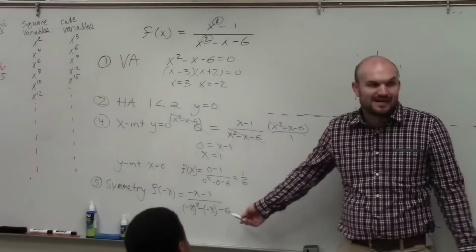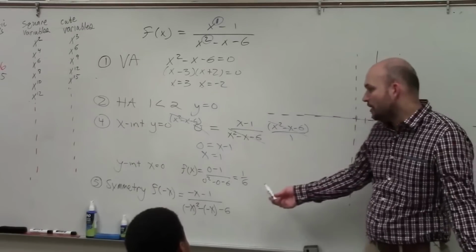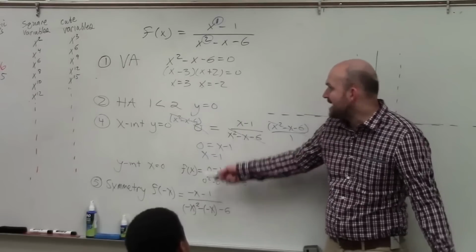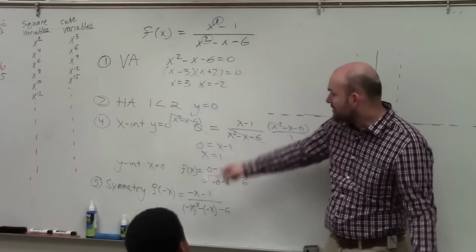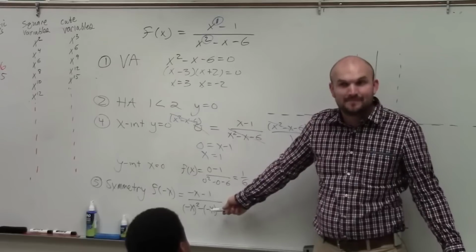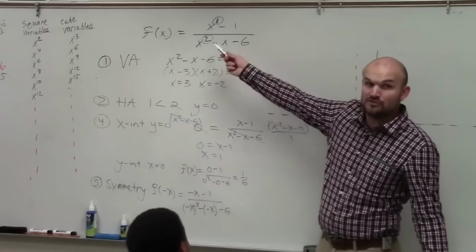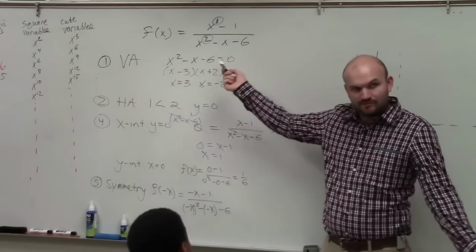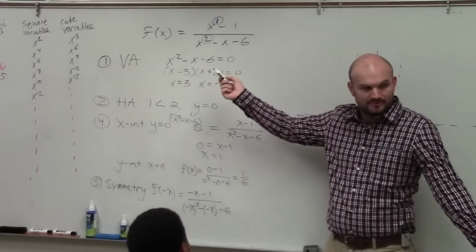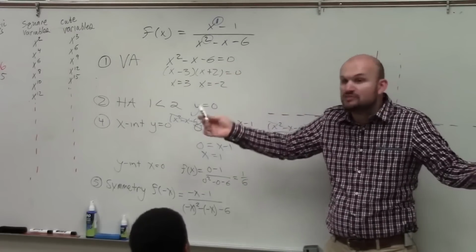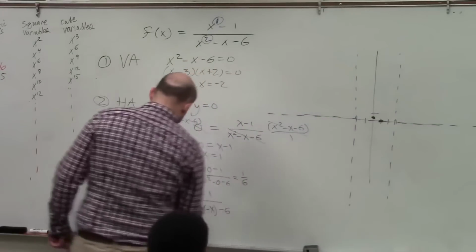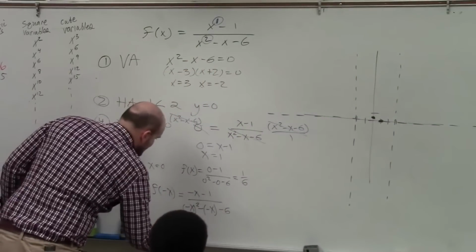Well, I'm not going to spend time simplifying this because I already know that my numerator is not the exact same as my numerator over here, and it's not the exact opposite either. Negative, positive, those are opposites, but then that's negative, negative, which doesn't work. Does that make sense? So there's no symmetry. You can just write no symmetry.